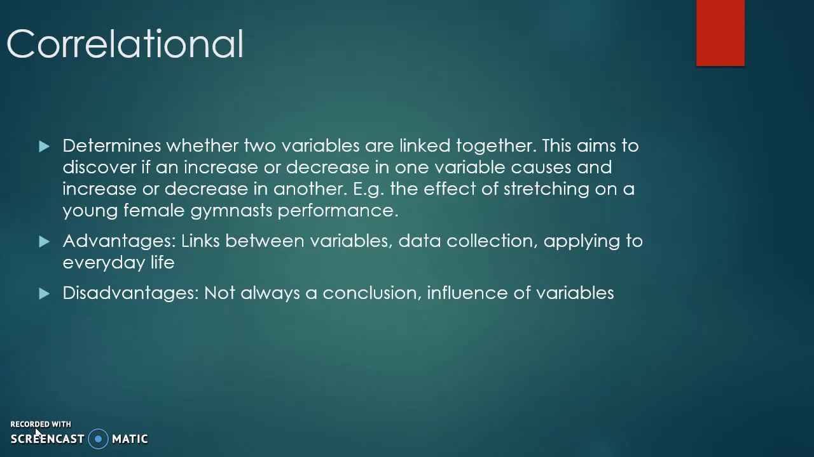Next up is a correlational study. This determines whether two variables are linked together. It aims to discover if an increase or a decrease in one variable causes an increase or decrease in another. An example could be the effect of stretching on a young female gymnast's performance. So the advantages of this, it could determine whether there is a link between two variables. So you could see if X influences Y.